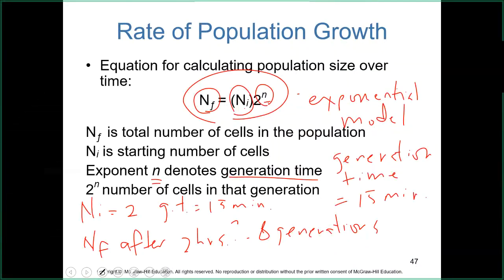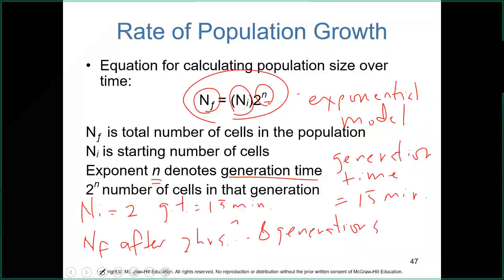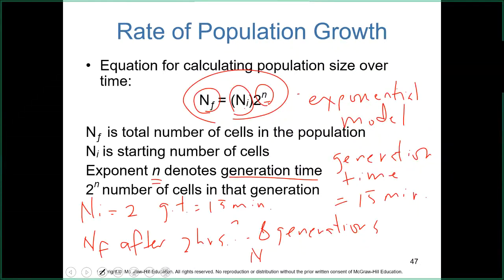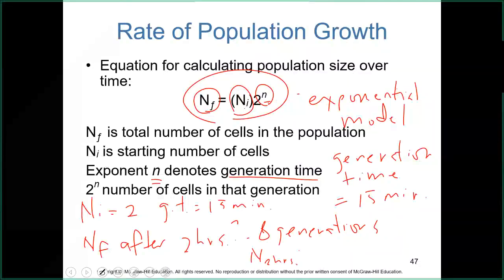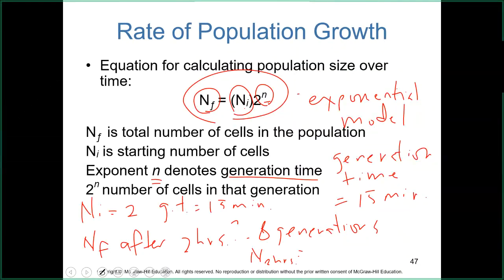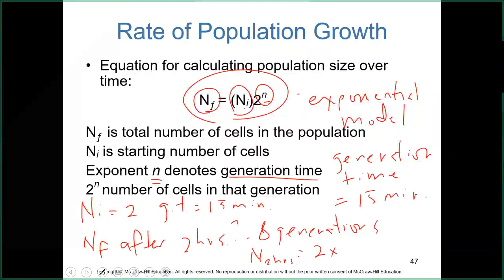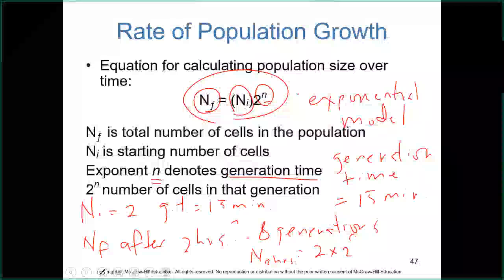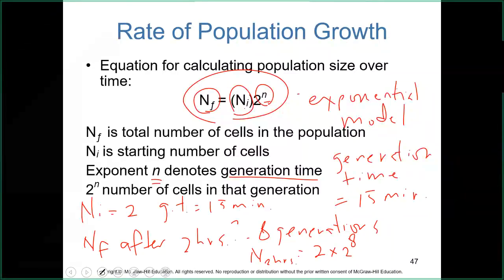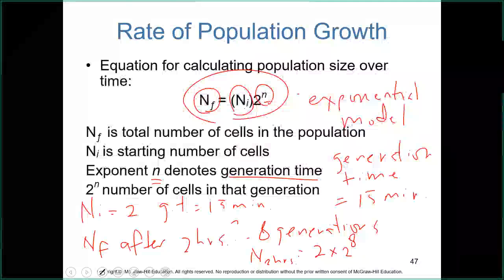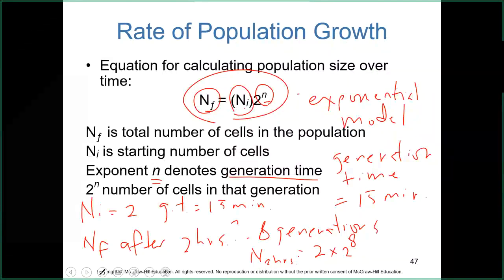Right? So N sub F, using these numbers, 2 hours, is 2 times 2 raised to the 8th power. I think that's... It's 512, I believe. I did that off the top of my head. I think I'm right. I'm not for sure on that, but I think anyway, that's how you would use that.